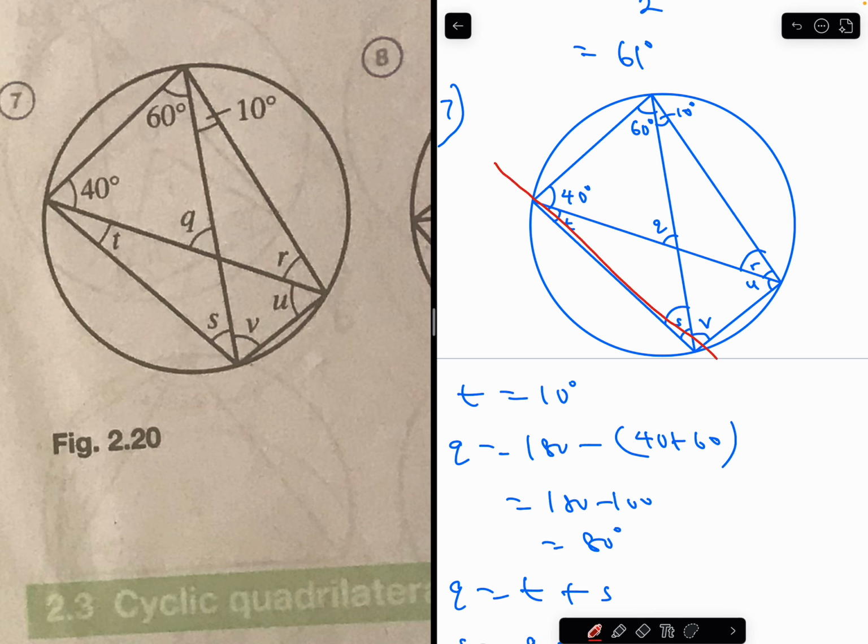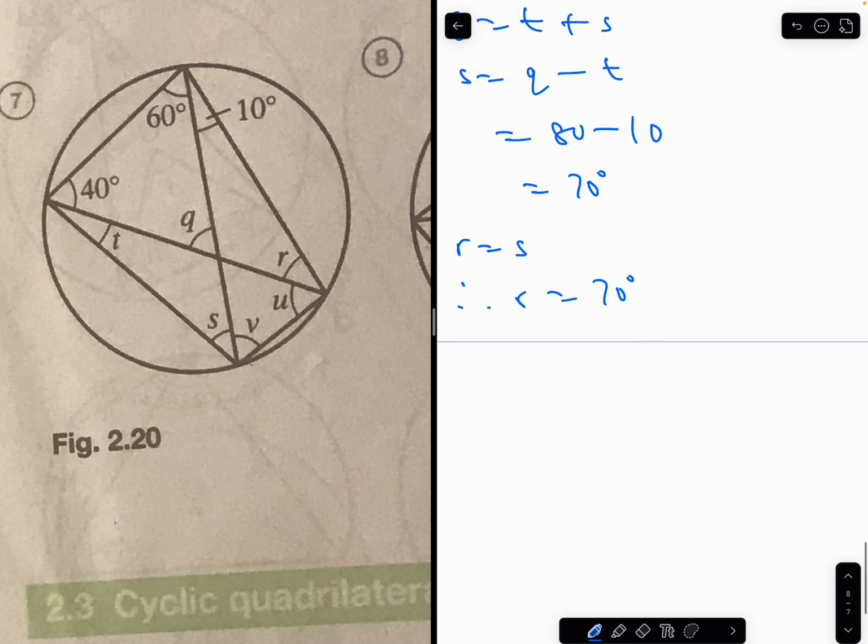This is the chord that divides a circle into a minor segment and a major segment. Look at these two lines. They form an angle at the circumference, and these two lines also form an angle at the circumference, and they touch the two ends of the chord that divides the circle into a minor segment and a major segment. So it means these angles are equal. Angle U equals 60 degrees, and the reason is angles in the same segment.